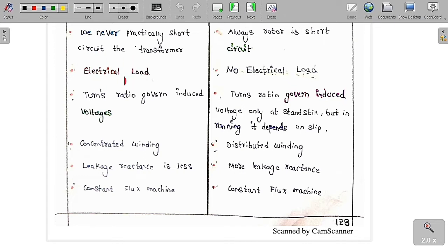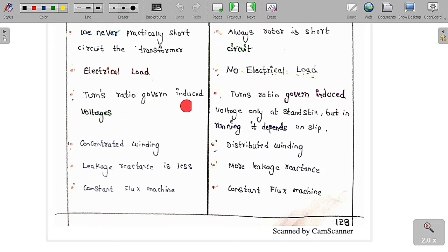And in the transformer, the load is called the electrical load, whereas here we are going to keep a mechanical load, or simply we can say no electrical load. For a transformer, we keep the electrical load. For an induction motor, we are not going to keep an electrical load, or simply we can say we are going to keep a mechanical load.